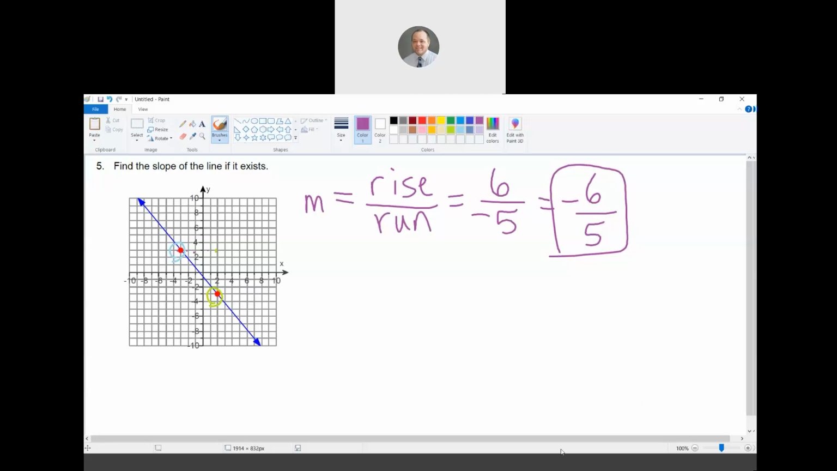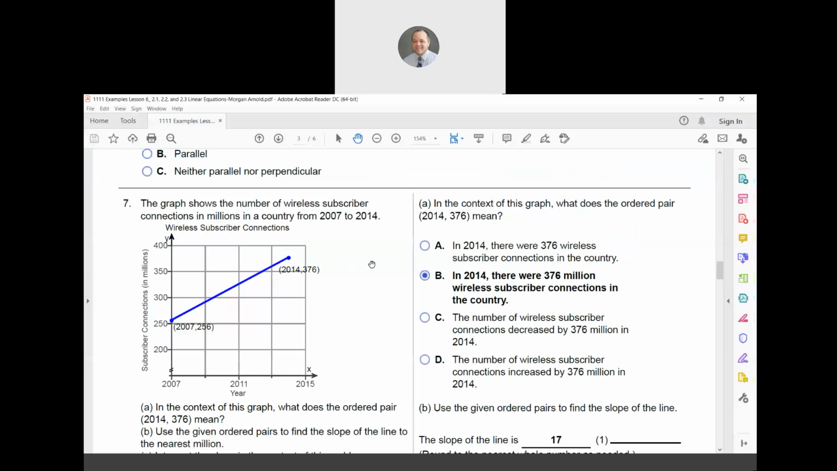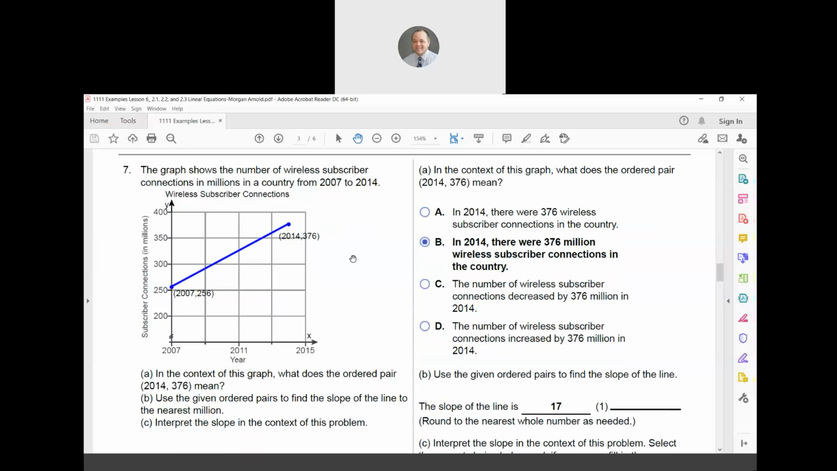Let's look at the next problem. I'm going to switch to my Adobe PDF file that contains the examples. Number 7 is another graph. The graph shows the number of wireless subscriber connections in millions in a country from 2007 to 2014.